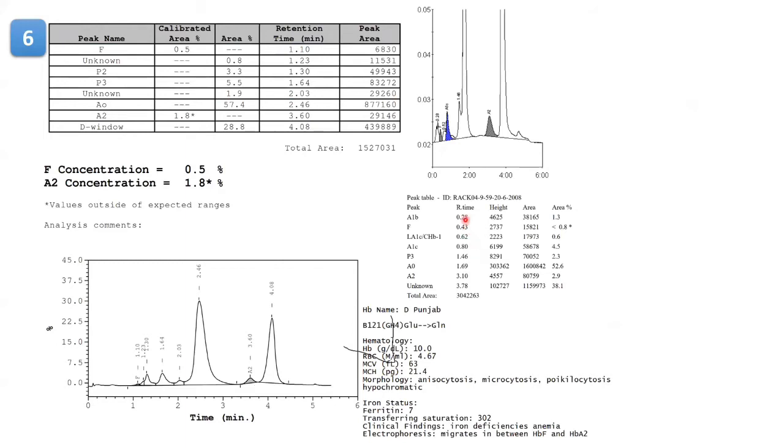The next common variant found in India is hemoglobin D Punjab. This is common in the northern parts of the country. I've put both the Variant 2 as well as the D10 outputs to show the difference. As I mentioned earlier, the D10 doesn't have a D window. So hemoglobin D Punjab is picked up by the machine as an unknown peak, whereas in the Variant 2 it is denoted in the D window. You can see that there is 29% of this particular variant, which is hemoglobin D Punjab. So this particular case is a hemoglobin D Punjab trait, or heterozygous for hemoglobin D Punjab.